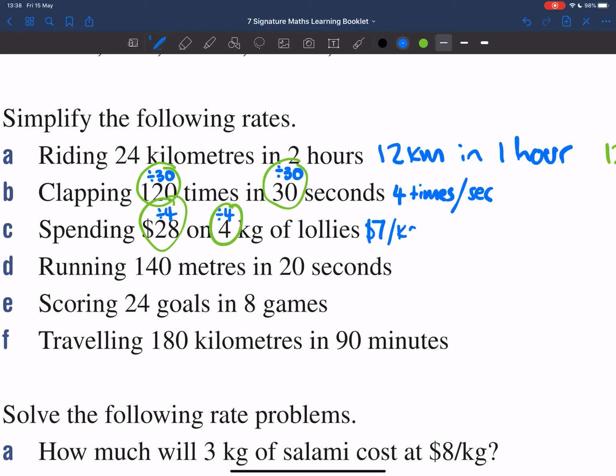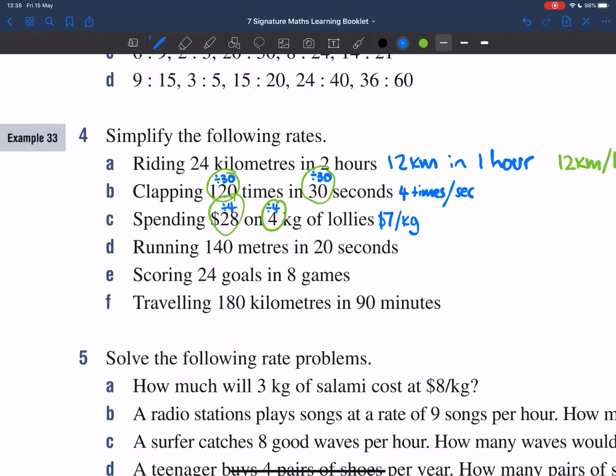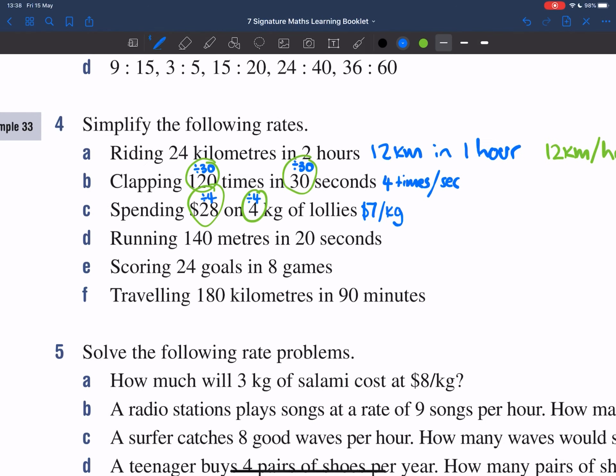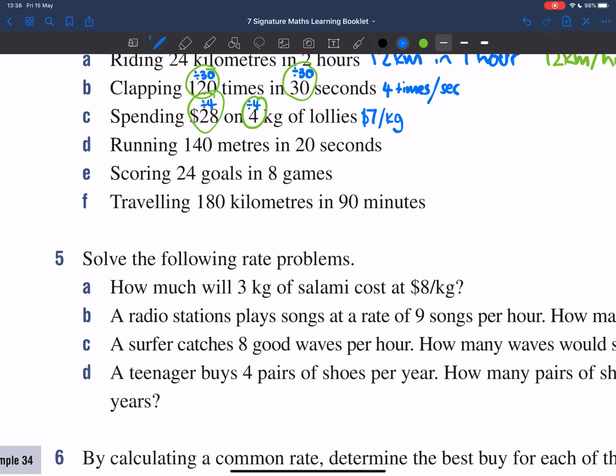per kilo or kilogram. All right, that's going to be the end of this video on simplifying the following rates. The next problem, or the next video, will be on solving rate problems, question 5.